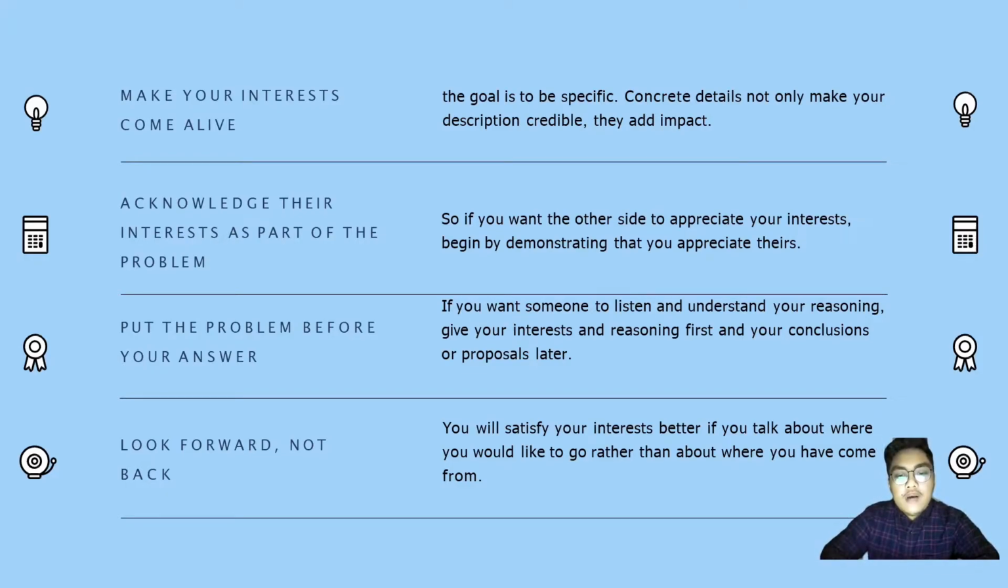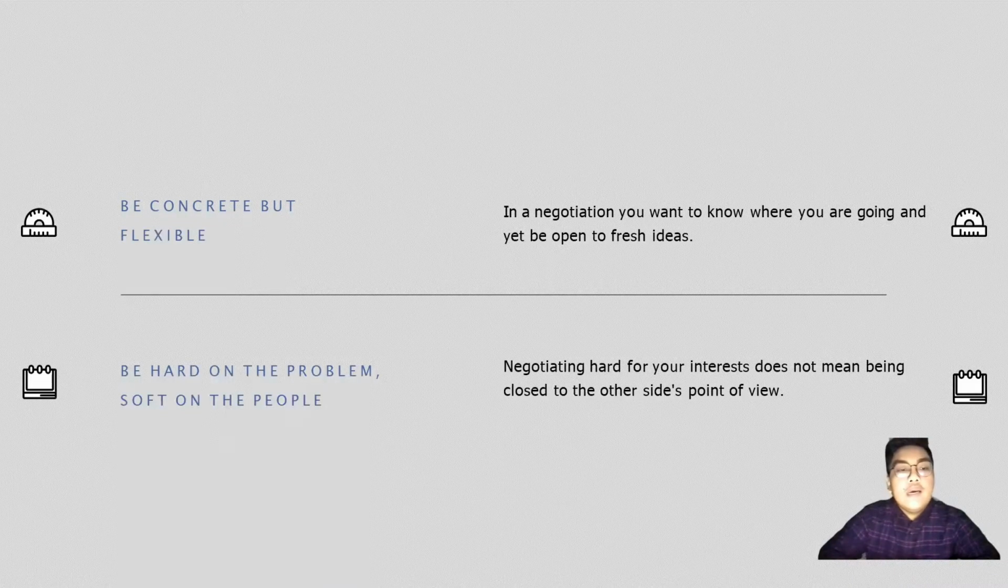The ninth aspect of negotiation is be concrete but flexible. In negotiation, you want to know where you're going and yet be open to fresh ideas, because an open mind is not an empty one. So you need to be open to fresh new ideas.